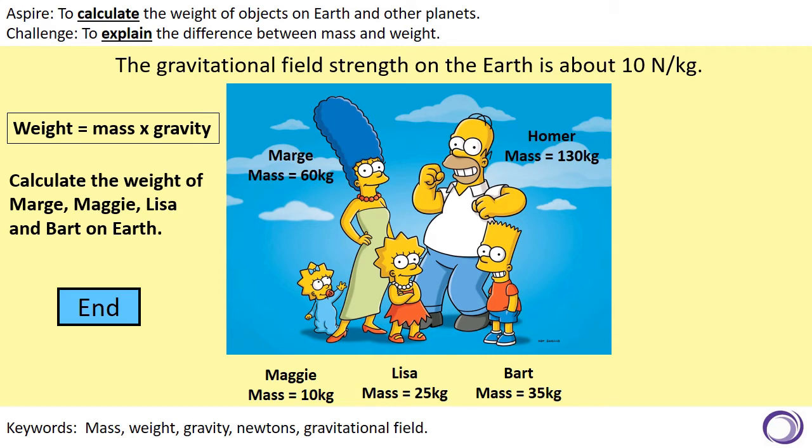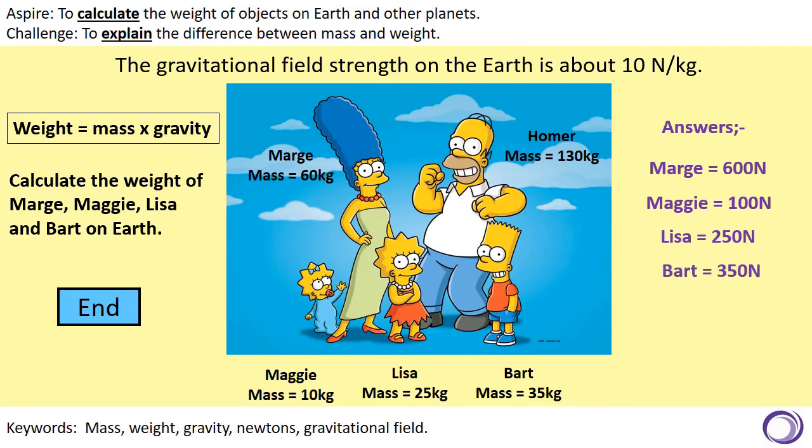Give yourself 1 mark each then, so it's going to be out of 4. So the answers, Marge should be 600 because it's 60 kilograms times 10 newtons per kilogram. So you times Marge's mass, 60, by the gravity on Earth, which is 10. Maggie's 100, 10 times 10. Lisa's 250, 25 times 10. And Bart's 350 newtons, 35 times 10.